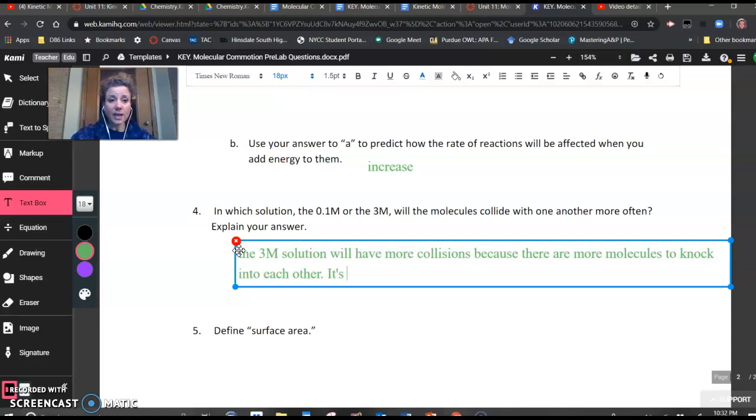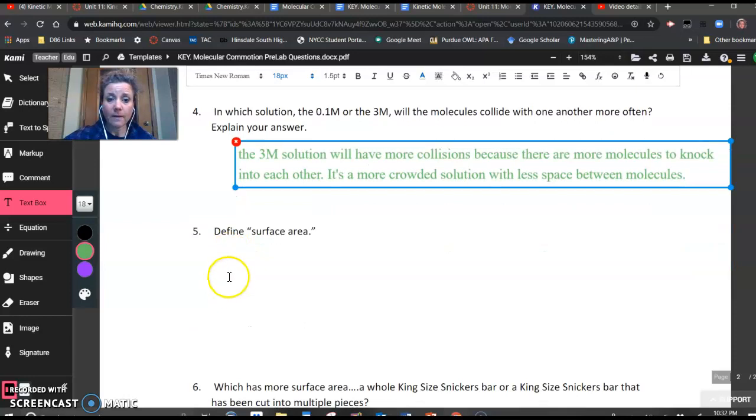I was just going to add that it's a more crowded solution with less space between the molecules. All right.